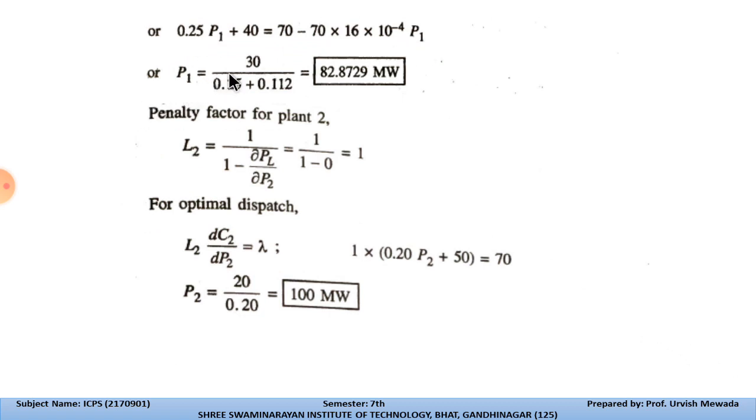So P1 is equal to 30 by 0.25 plus 0.112. This is the solution that we get from the above. So 82.8729 megawatt is the P1.